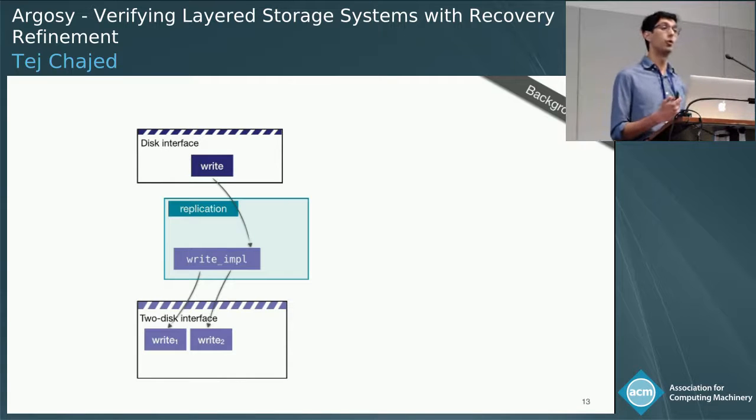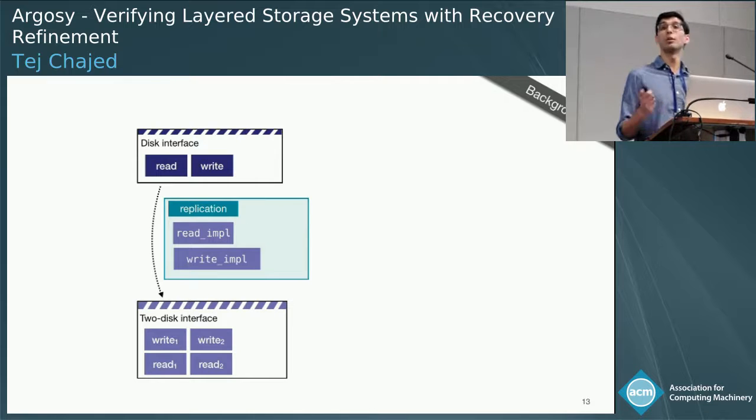It has a piece of code for every high-level operation, so for example, a write, in terms of the low-level operations available. And in the case of the write operation, the implementation simply writes to both disks in turn. Similarly, replication implements the read operation, and since that's all the operations of the disk interface, that's the whole replication code.